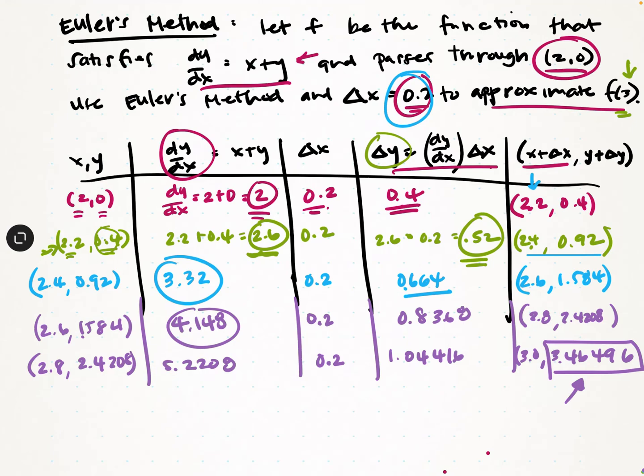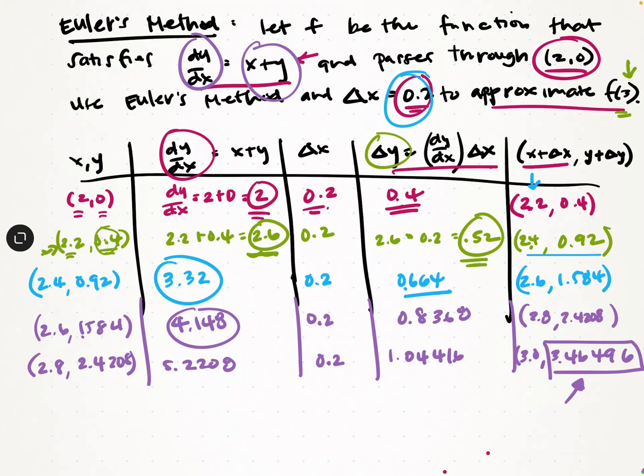Okay, so let's recap what we did. So we need to have our function, right? We need to have our derivative function. So notice we start with the derivative. And it's a differential equation, so dy/dx is equal to x plus y. We have both an x and a y in there. And it passes through 2, 0.